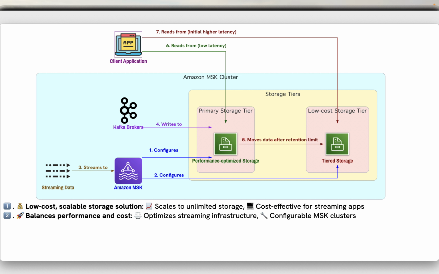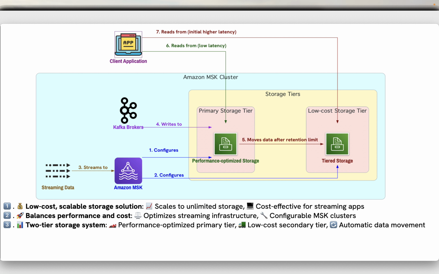You can create an Amazon MSK cluster configured with tiered storage that balances performance and cost, optimizing your streaming data infrastructure. Amazon MSK stores streaming data in a performance optimized primary storage tier until it reaches the Apache Kafka topic retention limits. Then it automatically moves data into the new low cost storage tier.